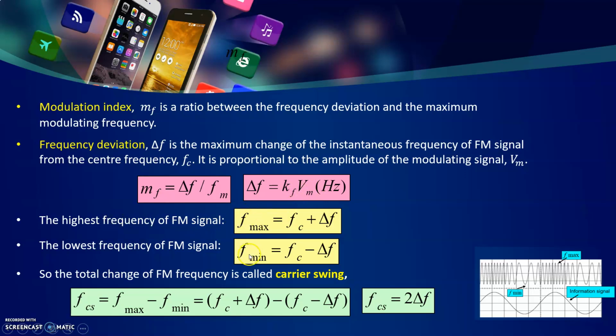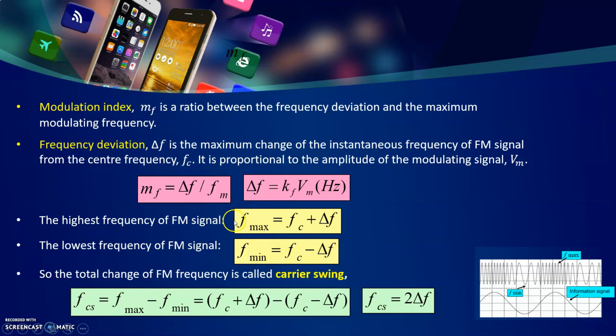Fmax and Fmin can be calculated from the carrier frequency and the frequency deviation. Once you obtain the frequency deviation and the carrier frequency, we can calculate Fmax, the maximum frequency when the information signal is at its maximum amplitude, and Fmin, when the information signal is at its minimum amplitude. Fmax is Fc plus delta F, where Fc is the carrier frequency, and Fmin is Fc minus delta F.